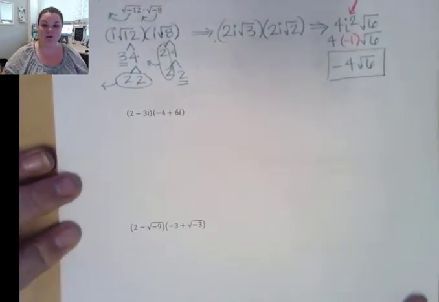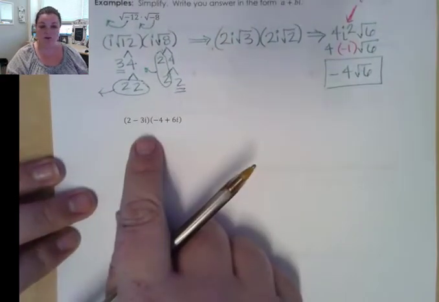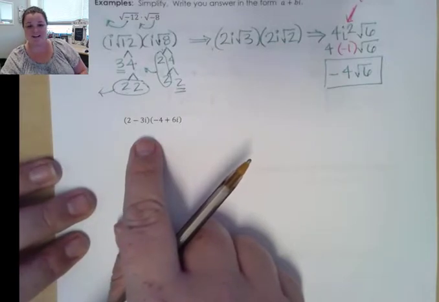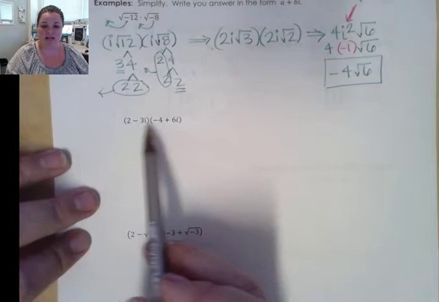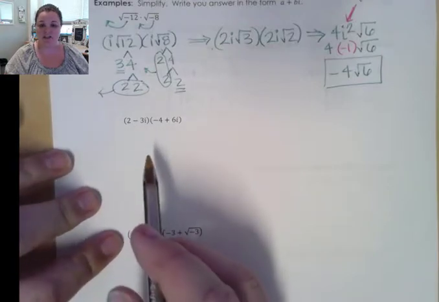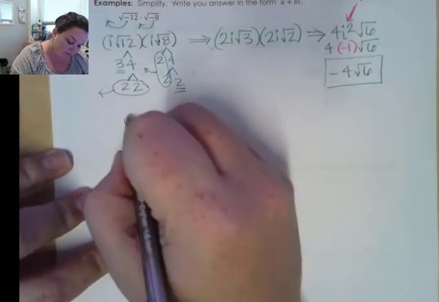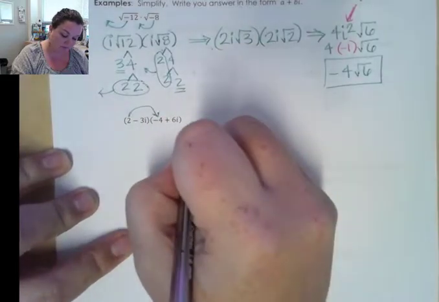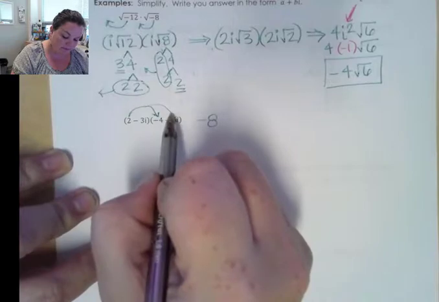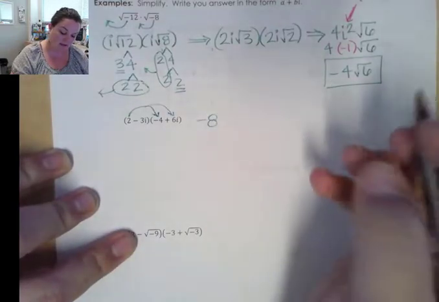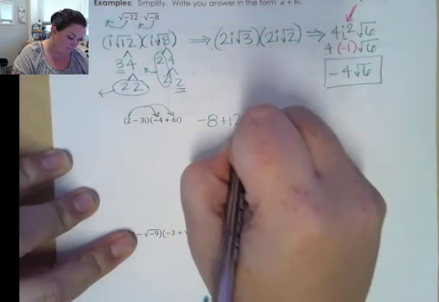Same idea here. We're going to FOIL this time, or distribute over, under, right? And there's nothing to simplify ahead of time. Everything's already nice and pretty in its imaginary form, right? So I distribute my 2. 2 times -4 is going to give me -8. And then 2 times positive 6i is positive 12i.